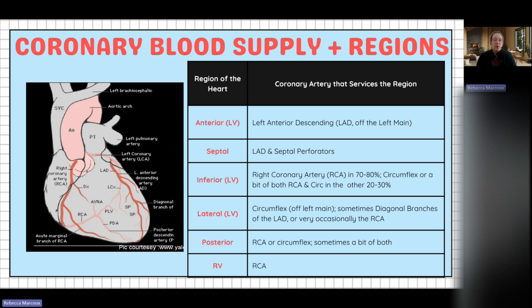And then we think about our posterior. It's again the circumflex or the RCA. Sometimes a bit of both, depends on the patient's dominance pattern. And then the right ventricle is pretty much always from the RCA, the right coronary artery.